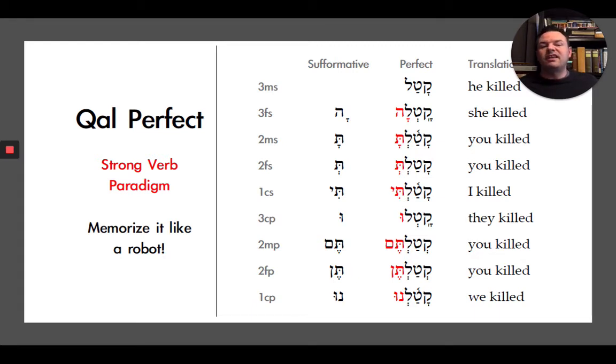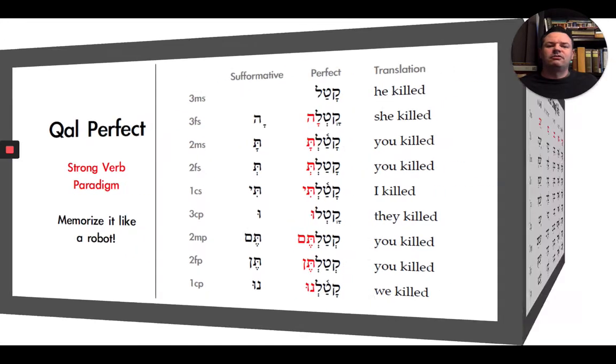So if you wanted to say Moses killed, you'd say qatal Moshe, right? Moses' name, and then like the Egyptian taskmaster, right? So in Exodus when he does that. So Moses did that action. Remember, in Hebrew, it's verb, subject, object, is how it's frequently rendered.